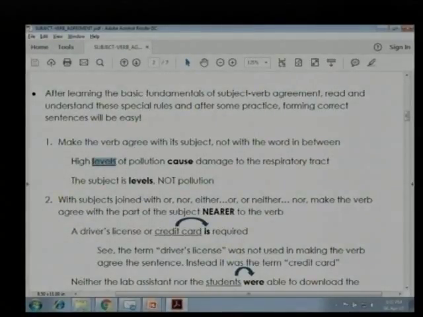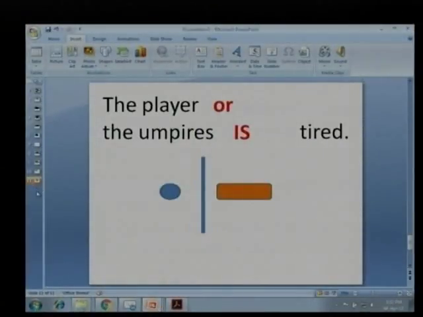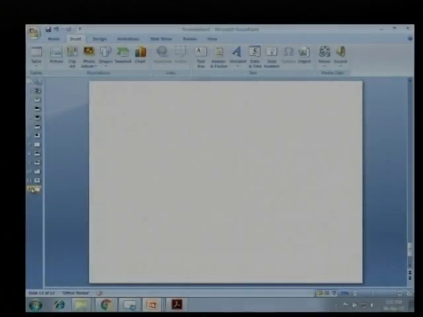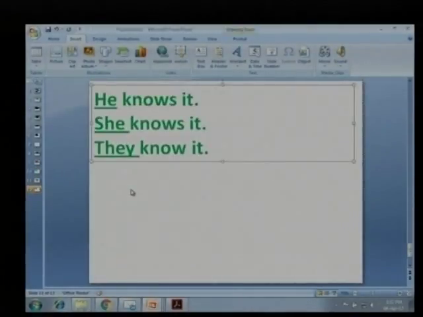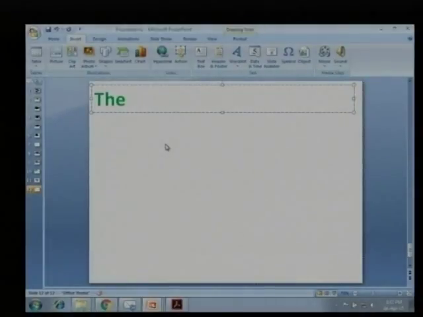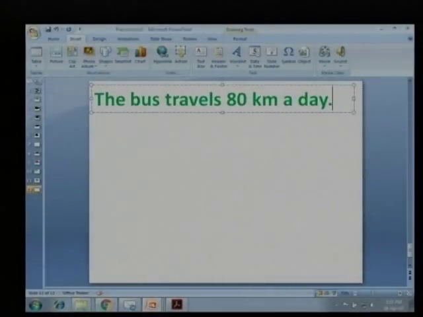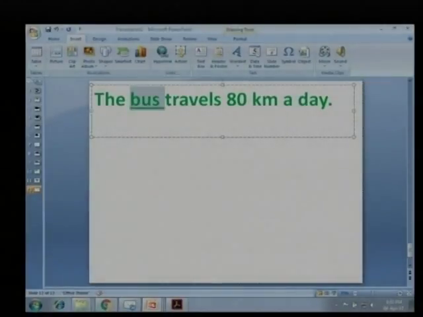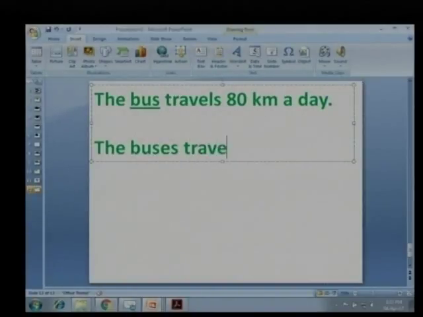When my subject is already a plural form, I will drop the s. What do I mean by that? Let me give you an example. The bus travels 80 kilometers a day. Now what is the subject here? The subject is the bus. If I make the subject plural, the buses travels, no. The moment my subject is becoming plural form, I will drop the s from the verb. 80 kilometers a day. Okay.